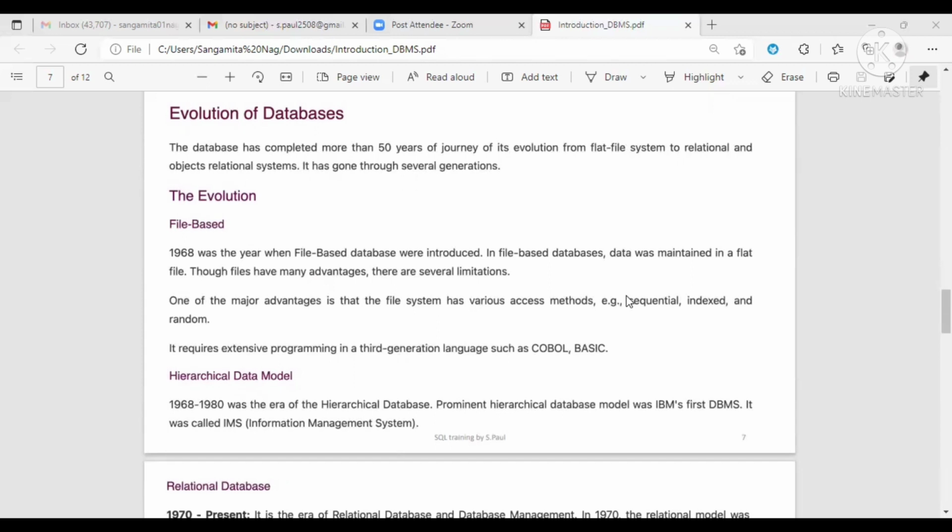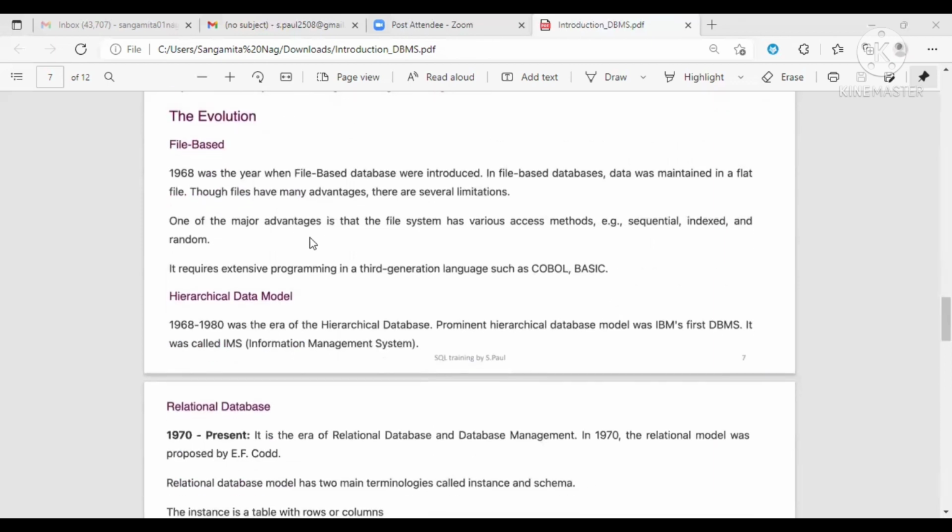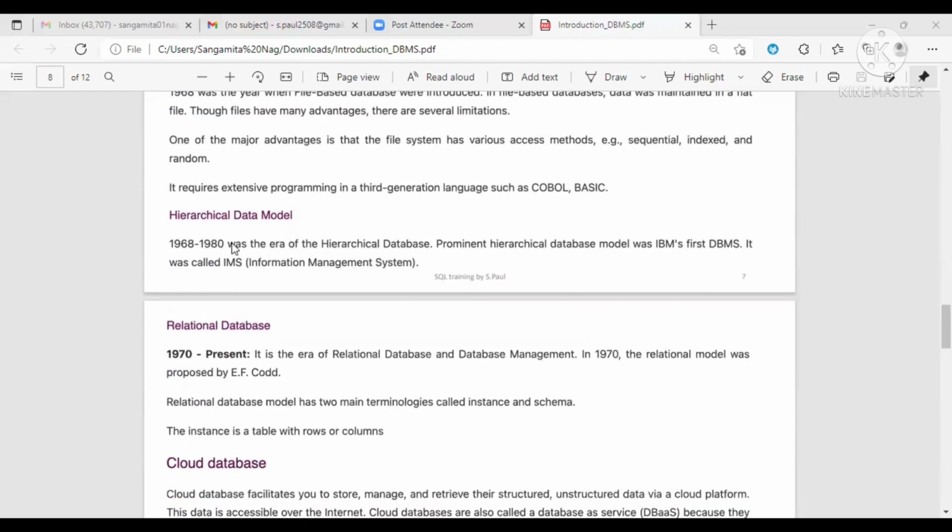Nobody cared which file should be stored first, which file should be stored later, like in government offices. People just store the data, and when somebody comes and asks for their file, they go on searching the entire area where that file was kept. So those kinds of things were happening in the initial stages. Then the hierarchical data model came up.